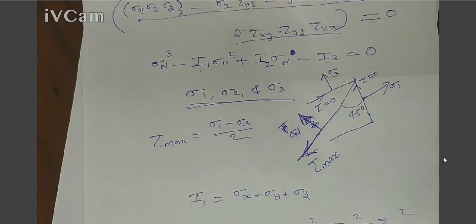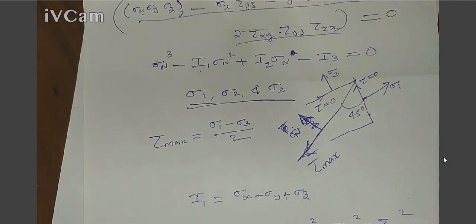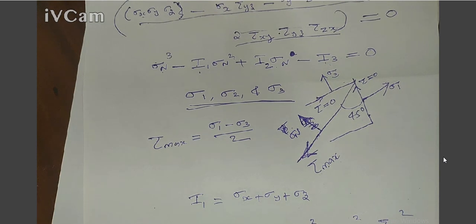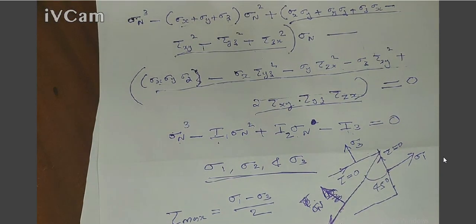And while calculating the principal stress from Cauchy's formula, finally we come to this equation. In that equation, the only unknown value is sigma n. All the other terms are the components of the stress tensor: sigma x, sigma y, sigma z and tau xy, tau xz, tau yz. All these terms are the components of the stress tensor on three mutually perpendicular planes. So, using those stress components, we can calculate sigma n.